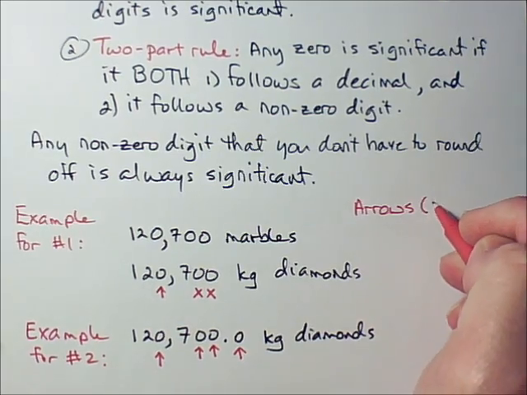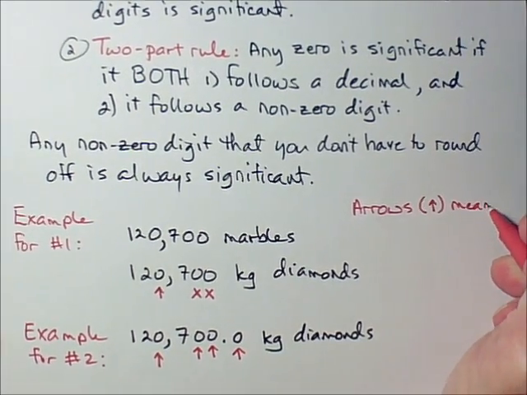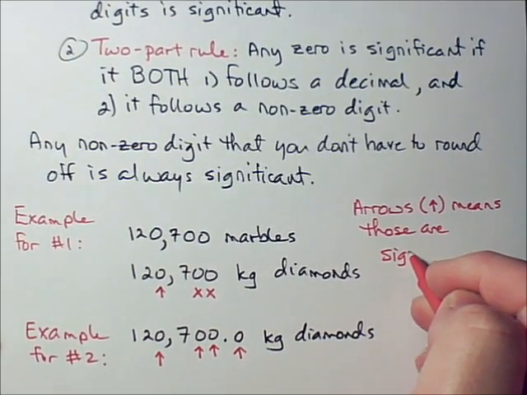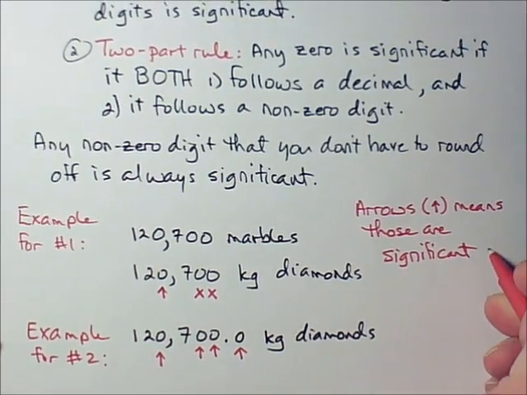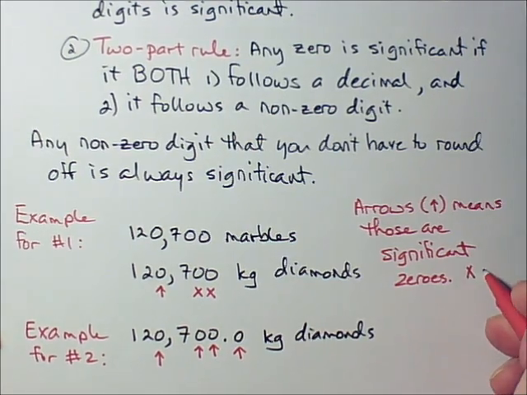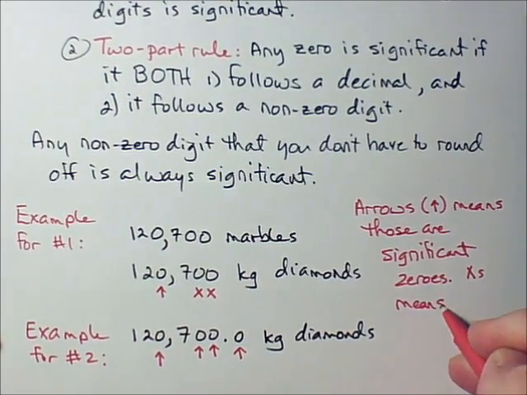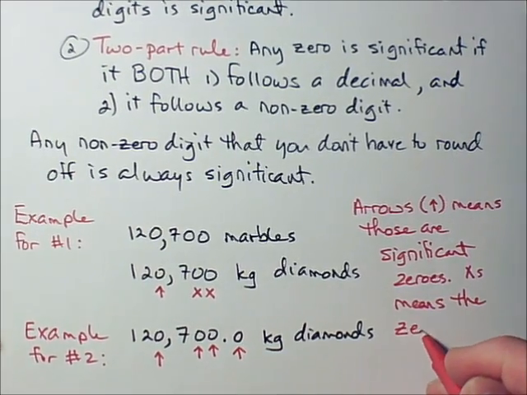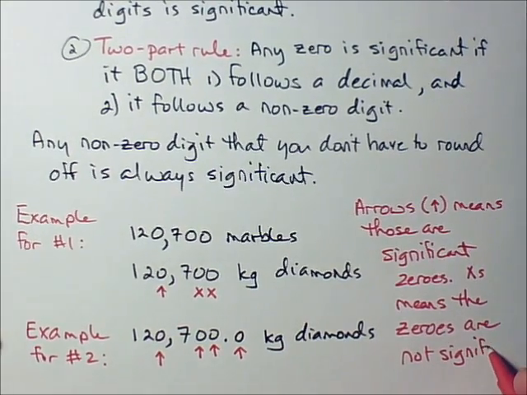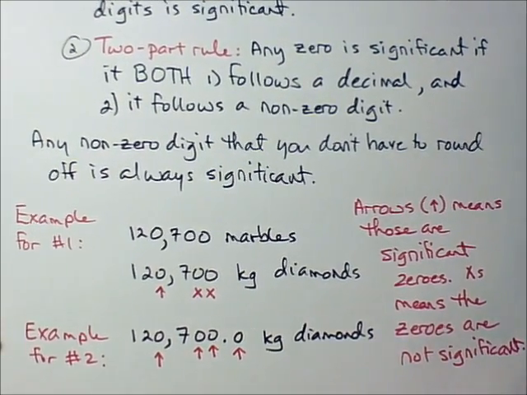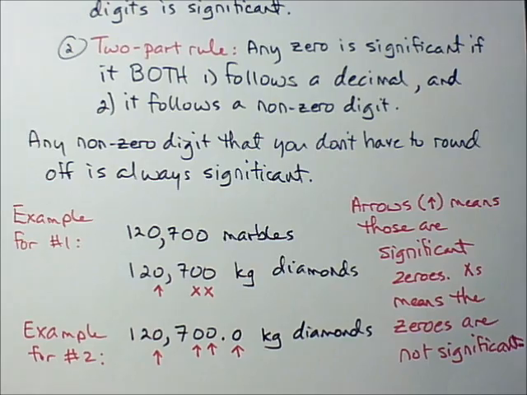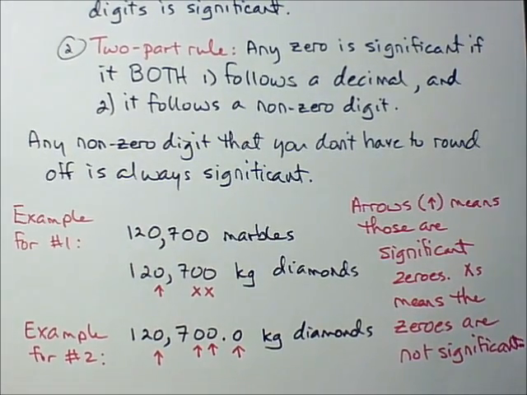I'm kind of confused. Okay, tell me what you're confused about. Do you want to see more examples? I just don't feel like I know if it's significant or not, like the zeros.